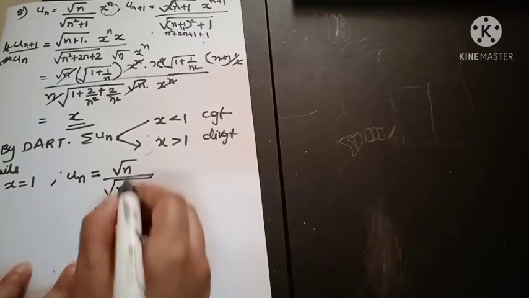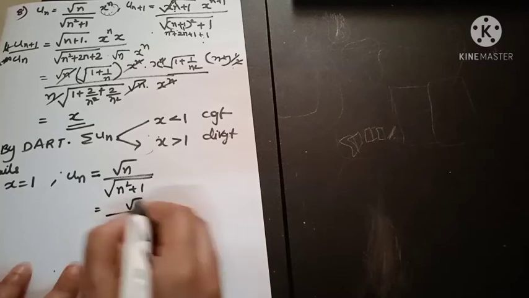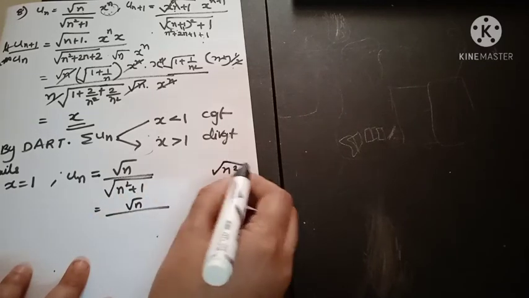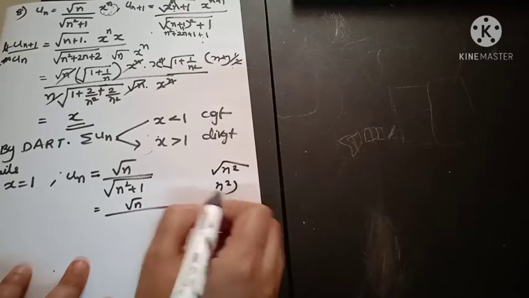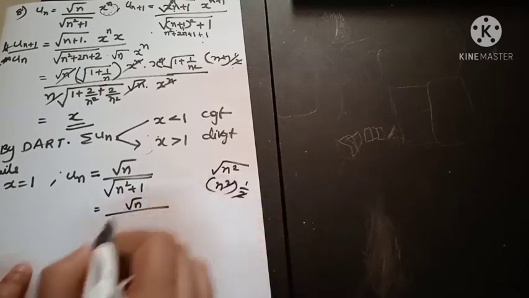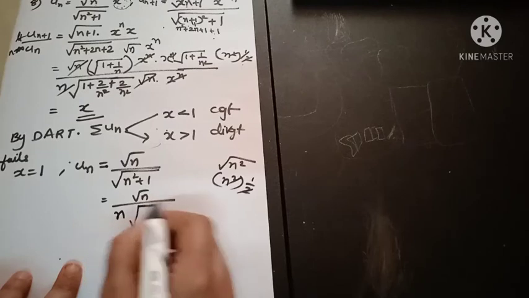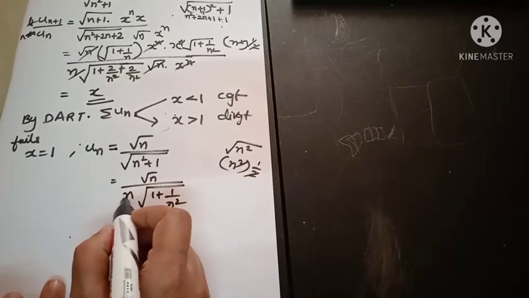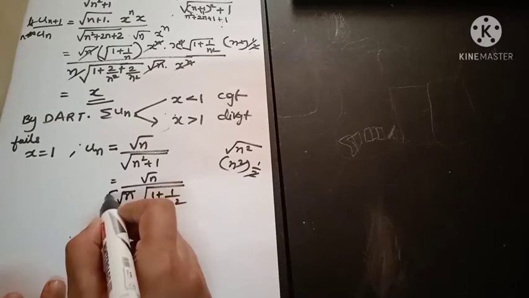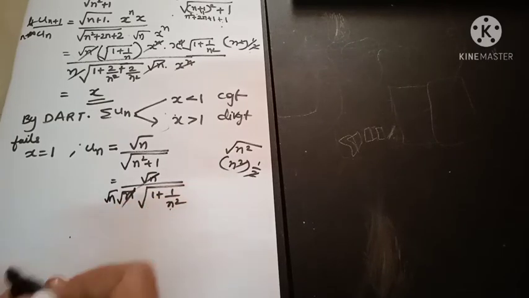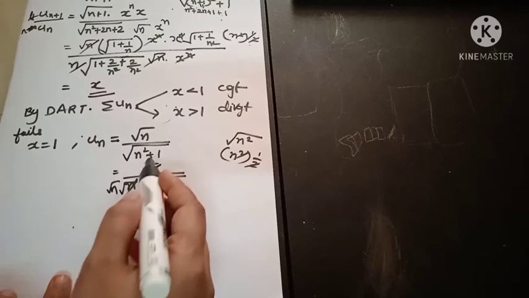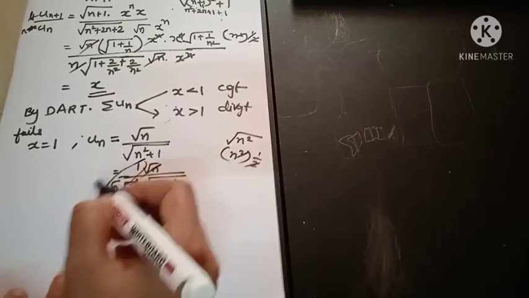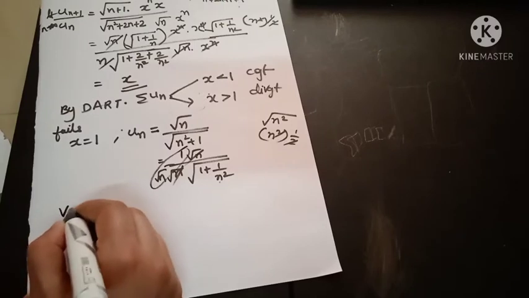If I take n common, the square root of n square plus 1 becomes n into root of (1 plus 1 upon n square). This n I can write as 2 times root n. So one root will be cancelled with another root in the numerator, and we'll take 1 by n to the power of n as the auxiliary series.